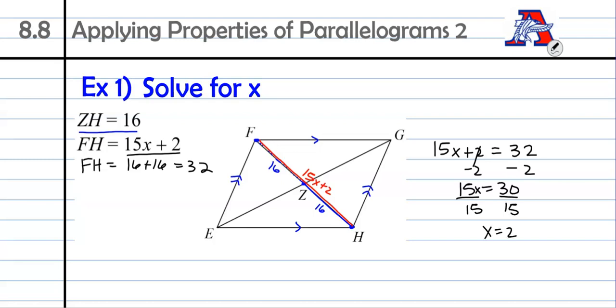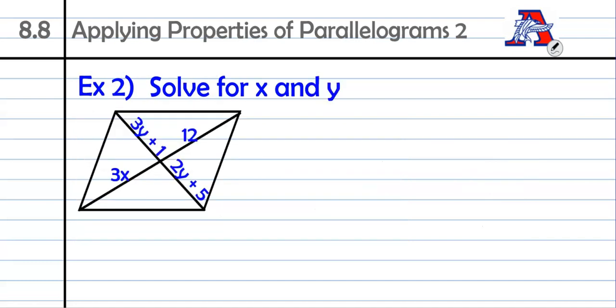Now we could totally try it. We could plug that 2 back in. So we could do 15 times 2 plus 2. 15 times 2 is 30. 30 plus 2 is 32. So yeah, that whole distance is 32. If you split it in half, you get 16 on each side. So I'm happy with how that one turned out.